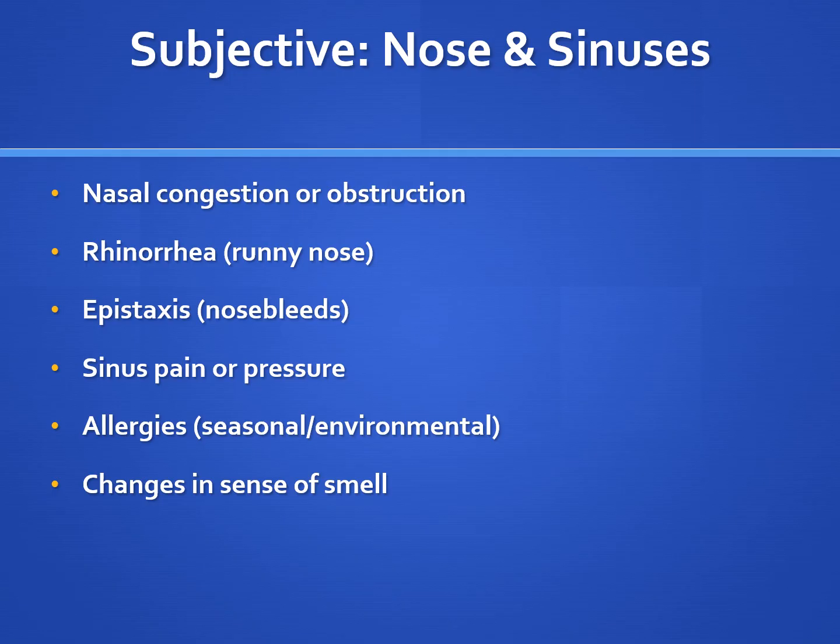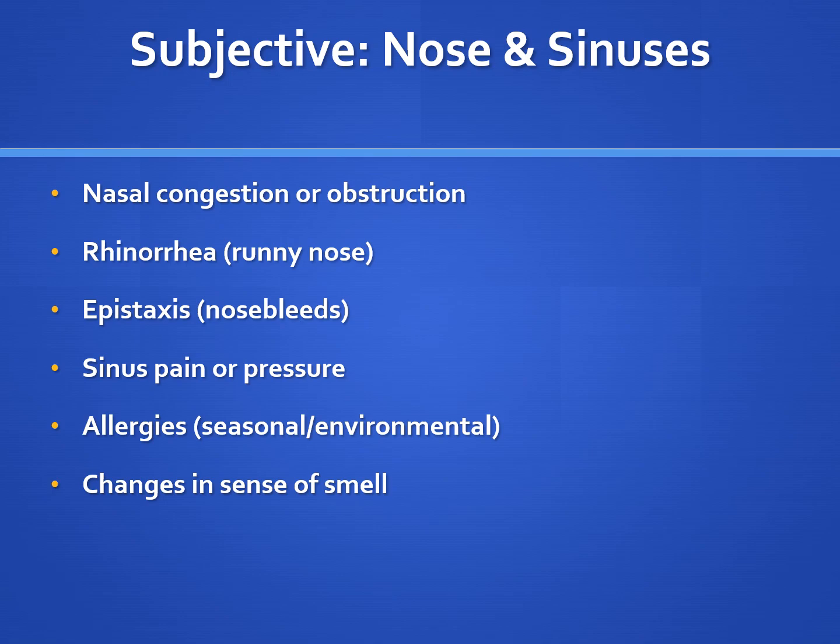Rhinorrhea, which is a runny nose, we want to ask about nasal drainage. It's important here to clarify color. Clear can indicate allergies or a viral infection. Yellow and green could be a possible infection. Epistaxis or nosebleeds, we want to ask about this and follow up with the frequency, severity, or any triggers. Common causes can include dry air, trauma, maybe they got into a bar fight, hypertension or bleeding disorders in some cases.